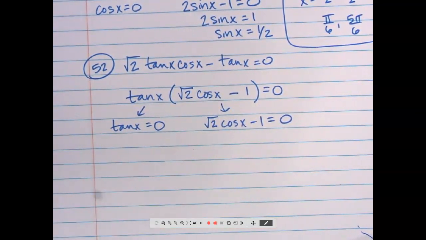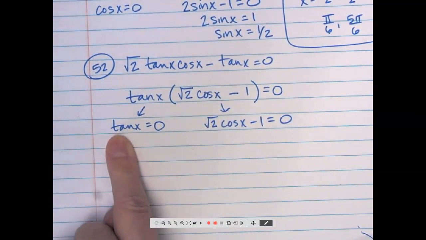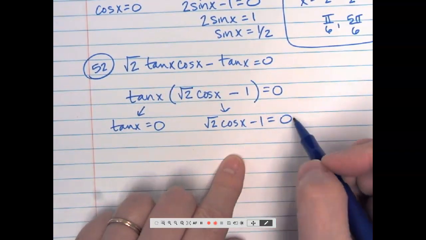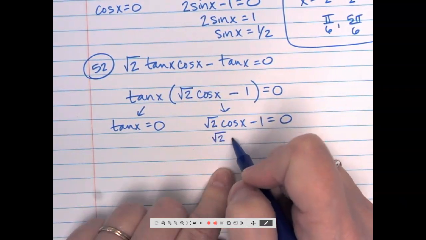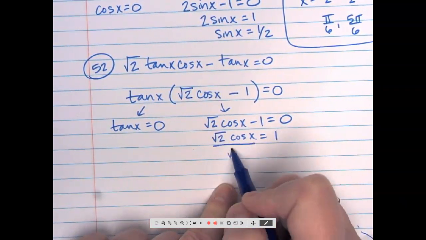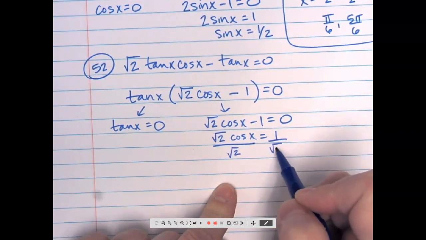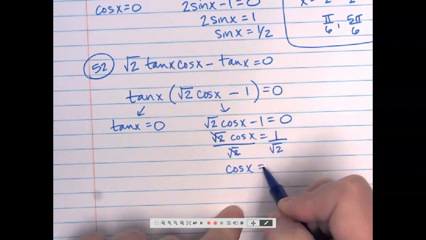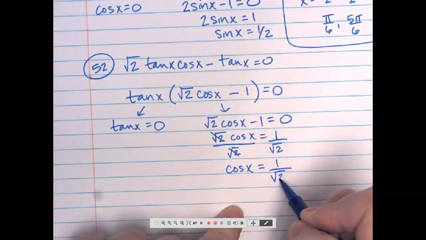Like that. Okay, I can go to the unit circle for that. This one needs a little bit of work. I'm going to add 1 and divide by square root 2. And I get cosine x equals 1 over square root 2.